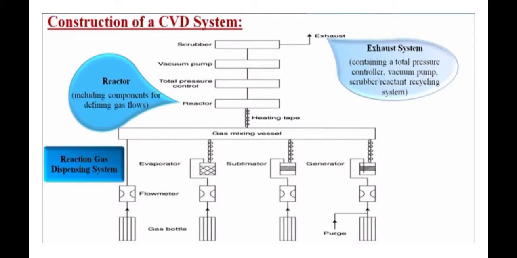Another thing is that here we have another exhaust system at the top, containing a total pressure controller, vacuum pumps, scrubber, and reactant recycling system. That means whatever types of impurities or moisture, or other things that are not required for this particular reaction, can be taken out and thrown outside by this exhaust system. Okay, now let us move forward.